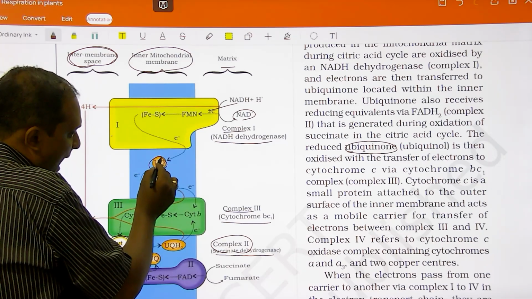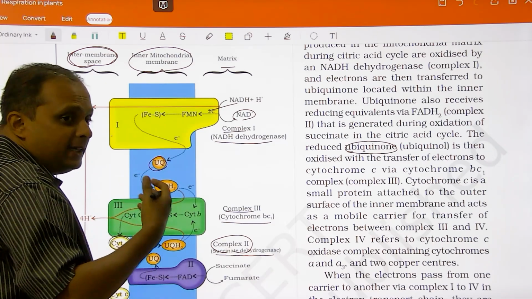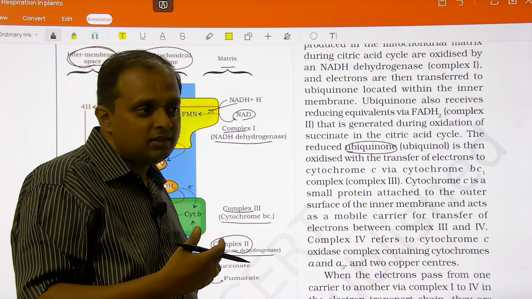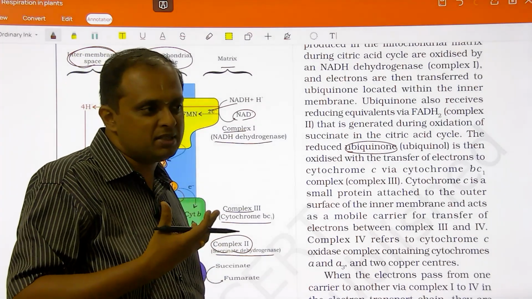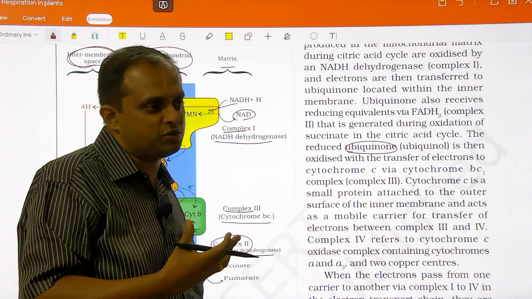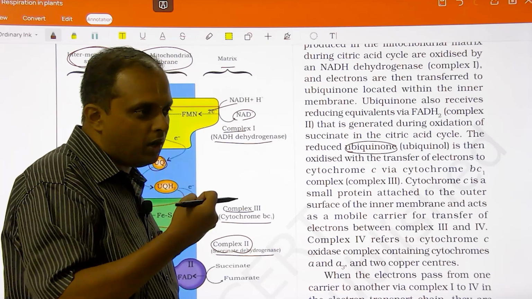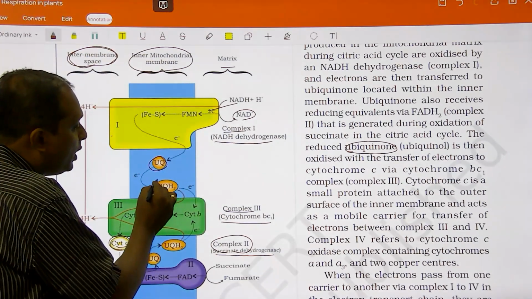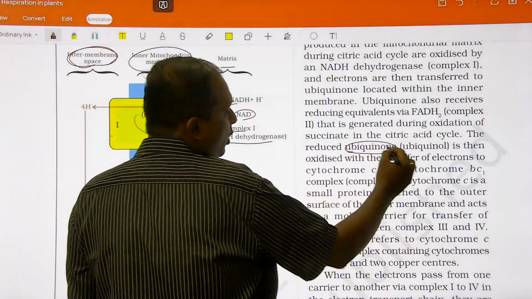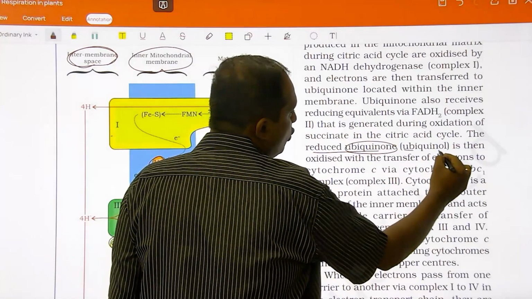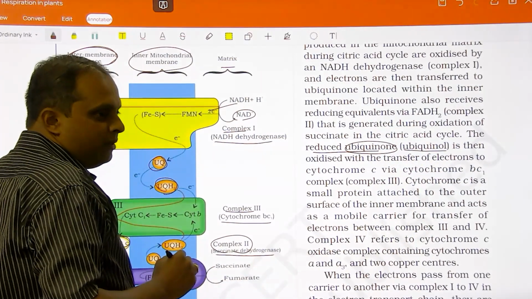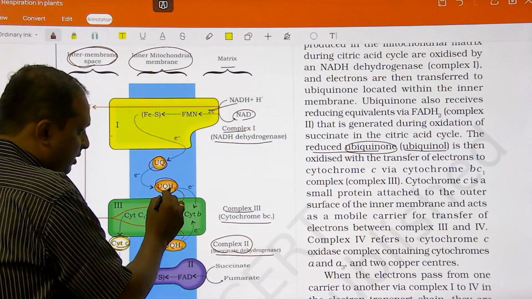Ubiquinone, once it accepts the electron, will get reduced. It gets reduced. Accept பண்ணா reduce ஆகும். So it becomes ubiquinol. இங்க கொடுத்துருக்கு பாரு, ubiquinol. Reduced ubiquinone is called ubiquinol. புரியுதா நான் சொல்றது? எலக்ட்ரான் அப்புறம் என்ன ஆகும்?